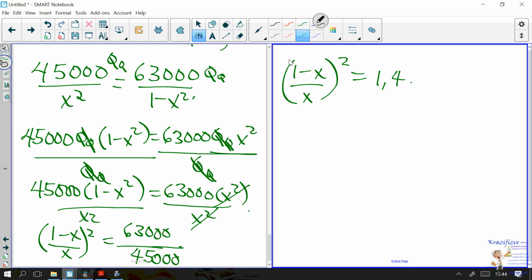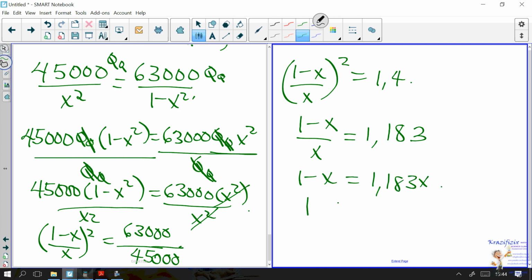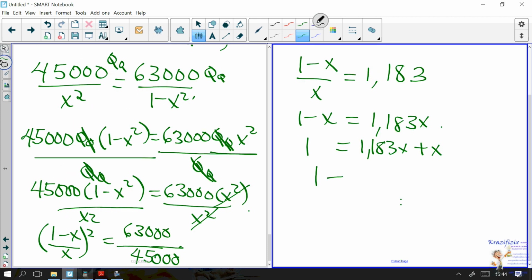Square root. Alright, we look for the square root. 1 minus x over x equals, you remember what we got there? 1,183. It's a long number. 1 minus x equals 1,183x. 1 equals 1 comma 183x plus x. Okay, what do we have? 1 equals 2 comma 183x. What is x? 0 comma 46 meters. All right, great. Good. Grade 11 question.